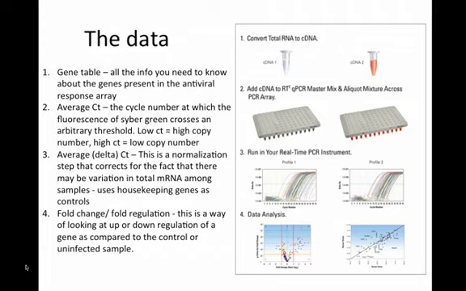There's the average CT. This has to do with when the gene amplifies. A low CT is high expression, and a high CT is low expression. Then there's the delta CT. This is a way to normalize the data because just because they're taking RNA from different cells doesn't mean that it's equal. And since we're counting copies of RNA, we want to have a way to normalize it.